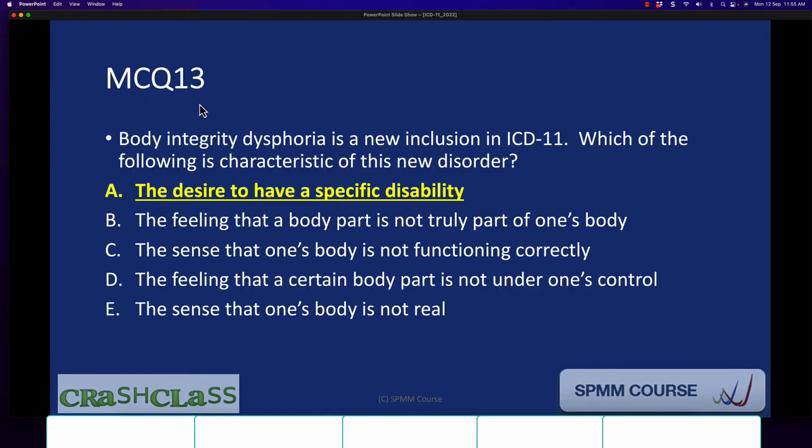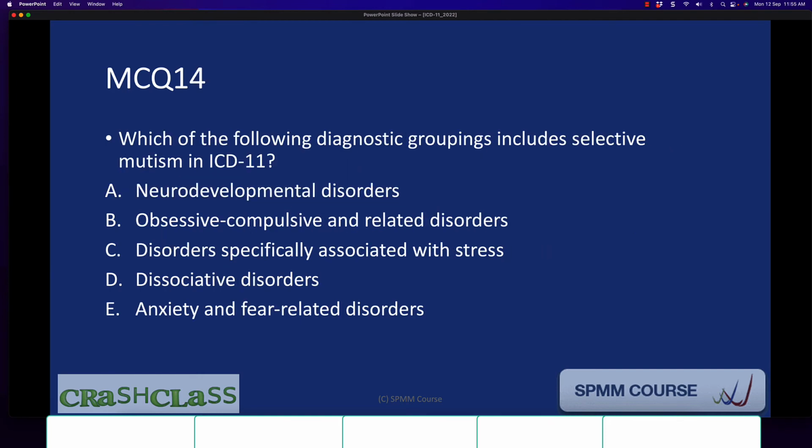Question number 13. The answer is option A. The desire to have a specific disability is a characteristic feature of body integrity dysphoria, which is a new inclusion in ICD-11. Question number 14.